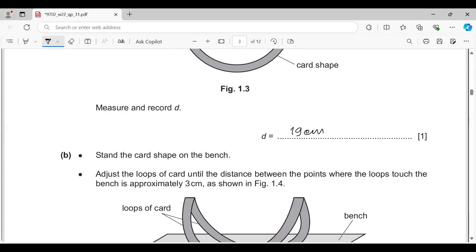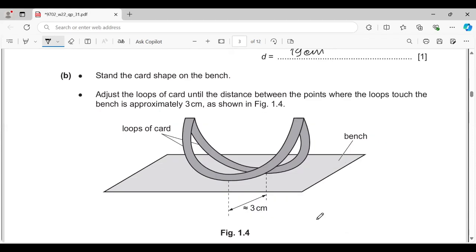Stand the cut shape on the bands. So provide a band like this. Recall that the distance between this point and this point is 3 centimeters. So after that, adjust the loops of the card until the distance between the points where the loops touch the bands is approximately 3 centimeters. So you can arrange 3 centimeters or 2.5 centimeters.